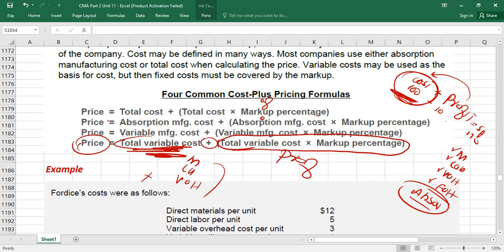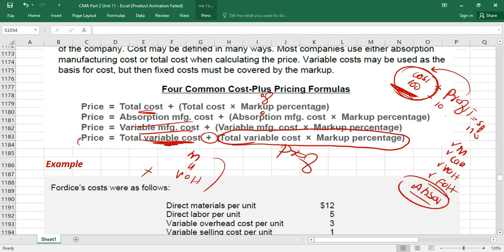So this is the point here: which cost you have to use. Some companies use total cost and then add profit. Some companies use absorption manufacturing cost, then add profit. Some companies use variable manufacturing cost, then add profit. And some companies use total variable cost and then add profit. This is what is called cost based pricing.